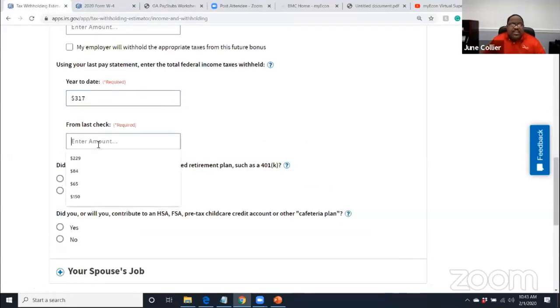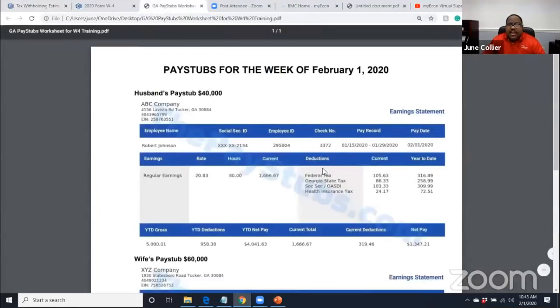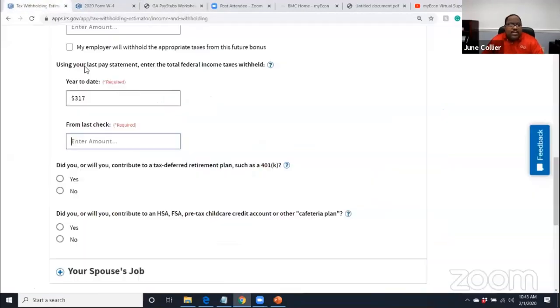And then it's going to ask you, how much have you had withheld from your last paycheck? So we'll go back to the paycheck stub again. We'll look at the last pay stub, which is under current. Currently, he paid $105.63, so we'll round that up to 106.